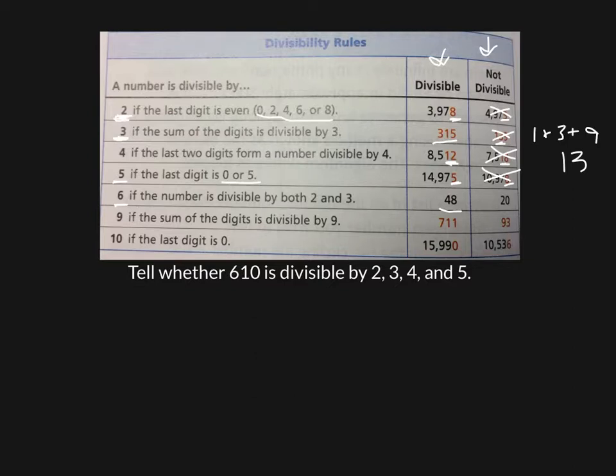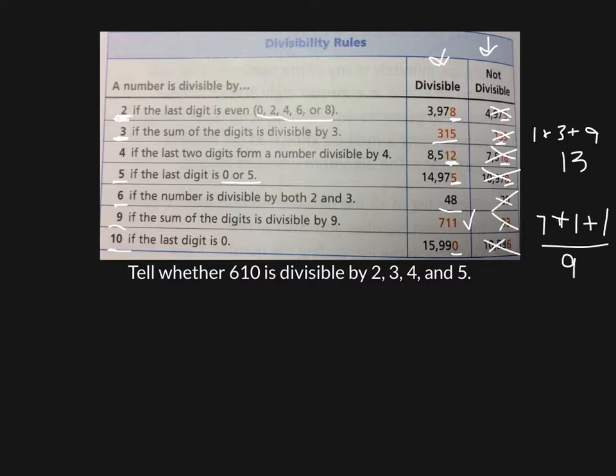A number is divisible by 9 if the sum of the digits is divisible by 9. So if I add 7 plus 1 plus 1, I would get 9. Is 9 divisible by 9? Yep. Is 9 plus 3 divisible by 9? Nope, 12 is not divisible by 9. If I count by 9s, I don't hit 12. All right, and lastly, it's going to be divisible by 10 if the last digit is 0.